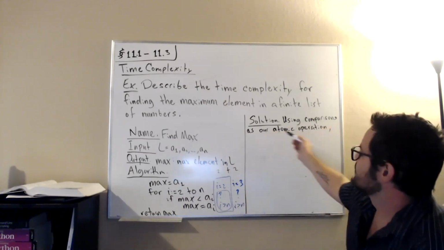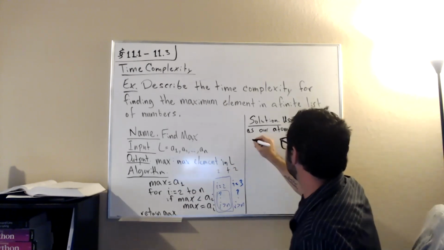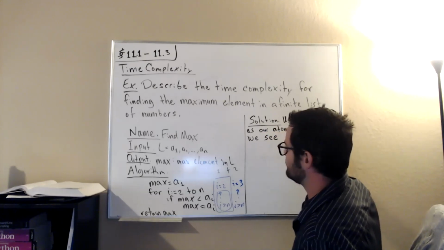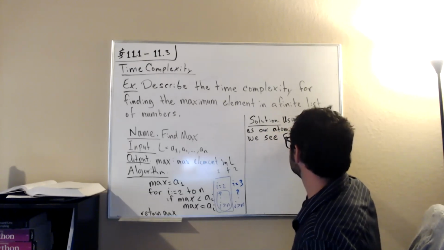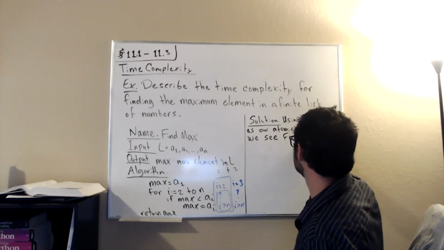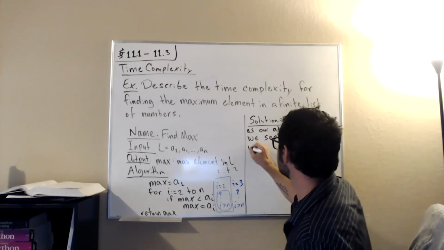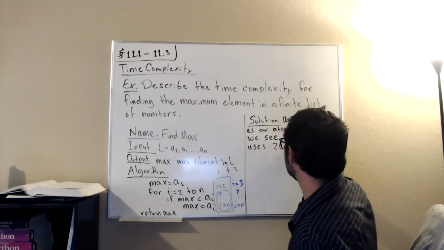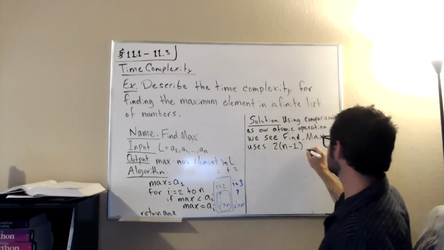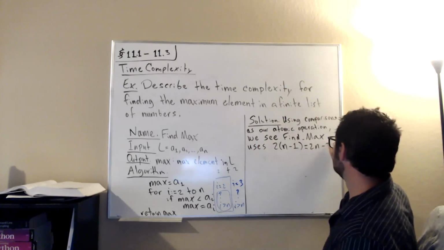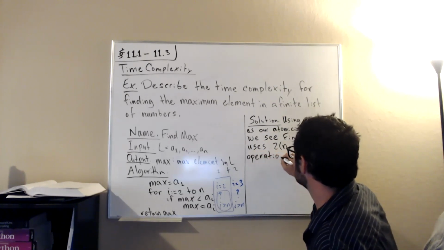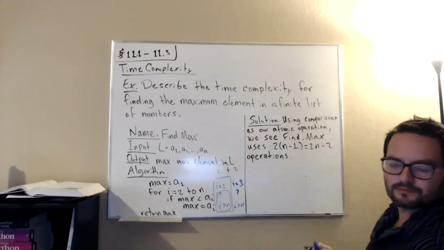So using comparisons as our atomic operation, we see find max uses 2 times n minus 1, or just 2n minus 2 operations. Okay?